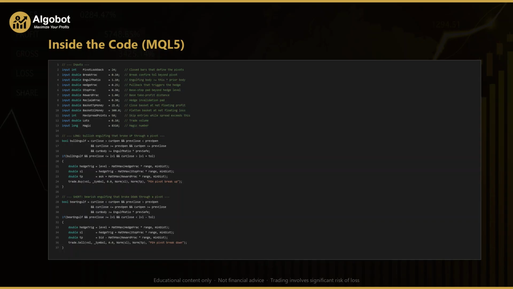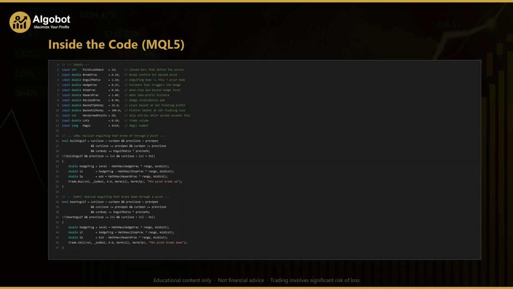At the top are the input parameters you can adjust in the strategy tester or on a live chart. PivotLookback, set to 24, controls how many closed bars define the pivots. HedgeFrac is the confirmation buffer beyond a pivot. EngulfRatio, at 1.1, sets how much larger the engulfing body must be than the prior body. HedgeFrac defines the pullback that deploys the hedge, while StopFrac and RewardFrac shape the base stop and the target. Basket TP money and basket SL money are the net floating profit and loss limits for the whole basket.